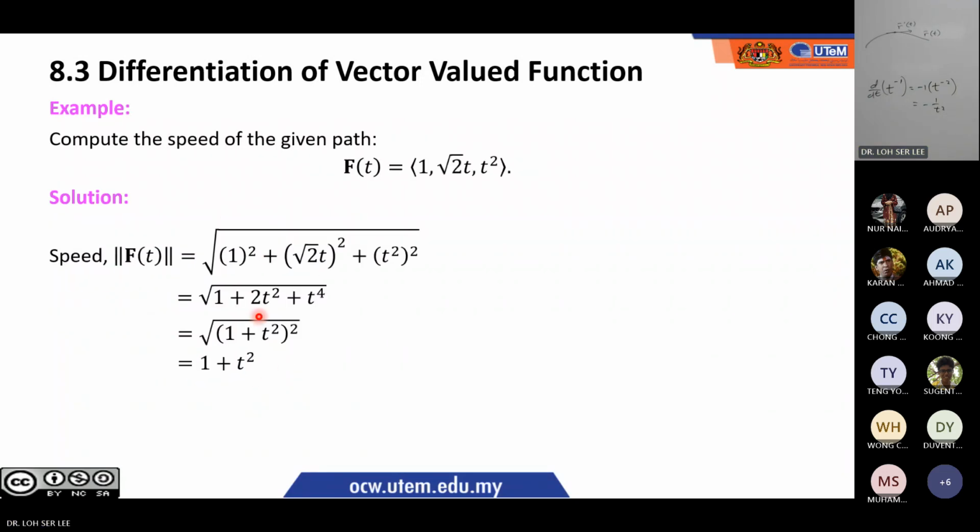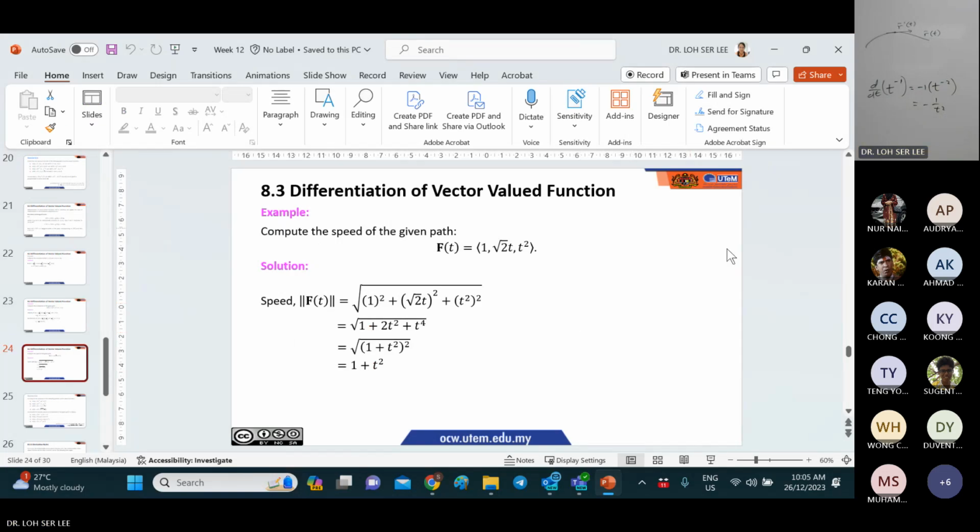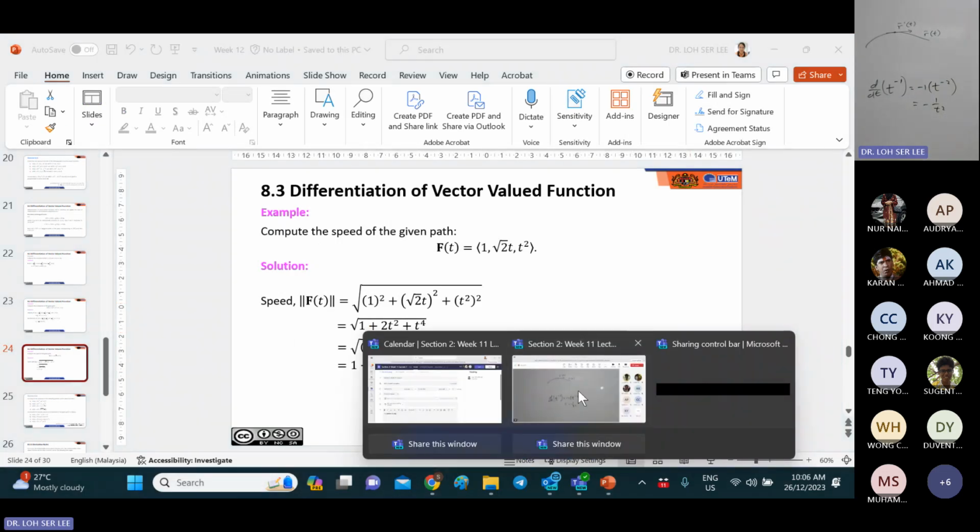Now compute the speed. Given the path, compute the speed. The speed refers to the magnitude. The magnitude of this: you square the 1, square the 2t, square the t squared, and sum them up in the square root. So here you have 1 plus, 2t squared, you get 4t squared, t squared squared, you get t to the power 4. So this one, we can factorize. Okay, how to factorize?